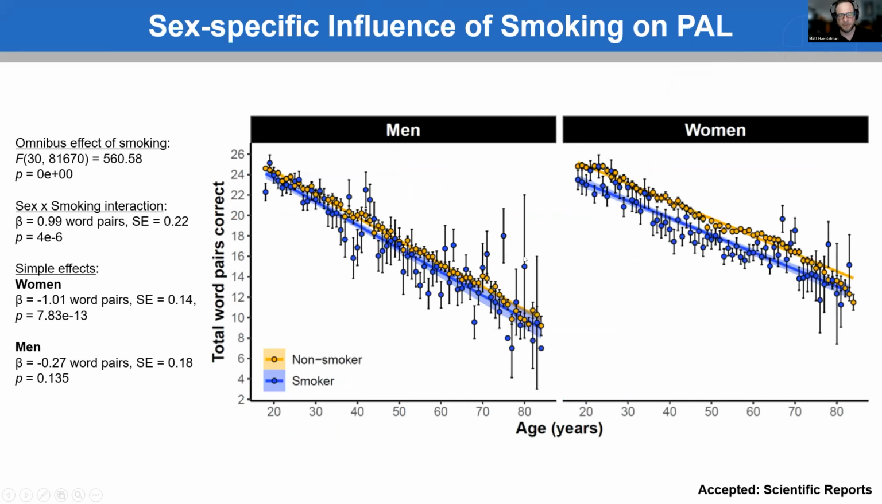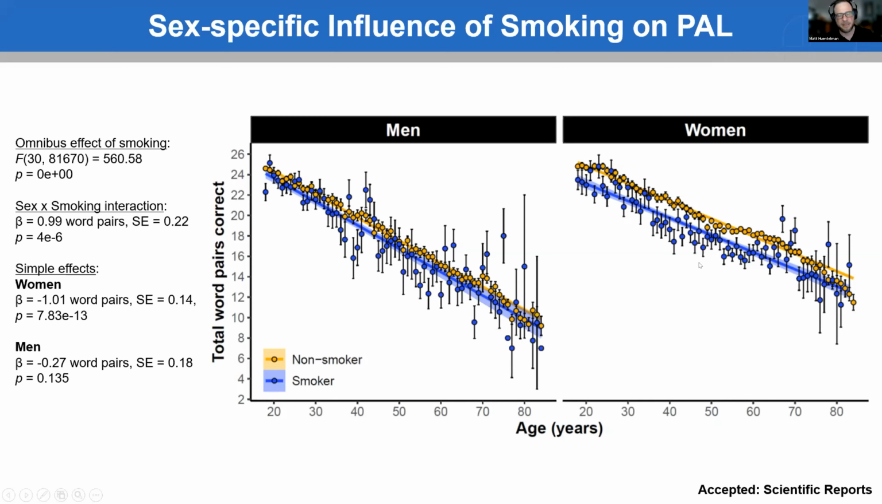So just a couple results which might be of interest here, and then I'll sort of skip ahead to keep us on time and focus on some of our forward-looking things. This is the effect on memory performance of smoking status. And what you can see here is that smokers who are in the blue line have lower memory performance on the paired associate learning task compared to non-smokers who are in gold.